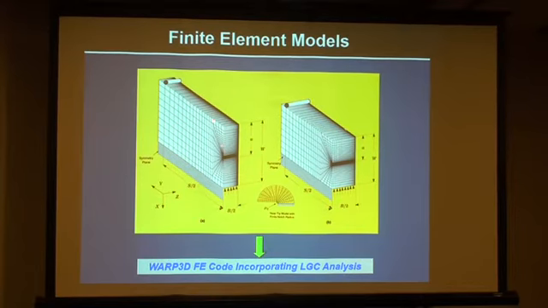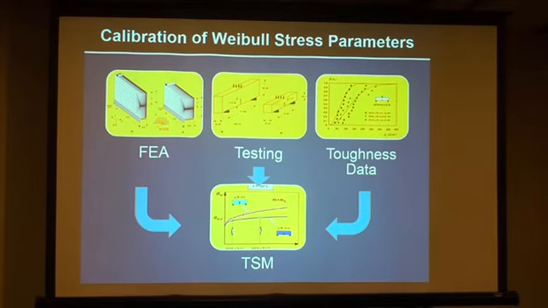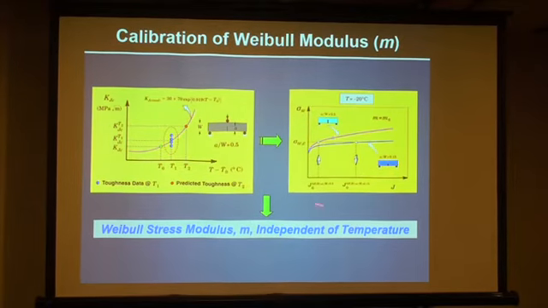These are the models for the SCV specimen and pre-cracked specimen. And essentially the calibration is probably one of the key parts of this procedure. You have to run a finite element analysis, you have to do the testing, you have the toughness data, and then you have to calibrate all these parameters using the toughness scaling model. First, to calibrate the Weibull modulus, which is assumed to be independent of temperature within this small range. We are testing between -5, -10, -20, -30 when we did the analysis.